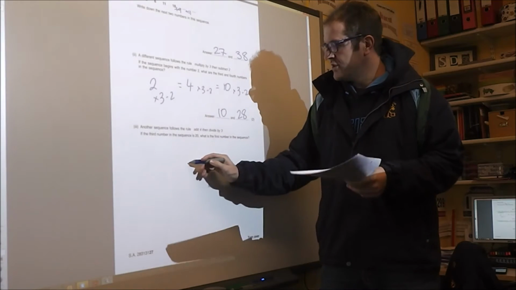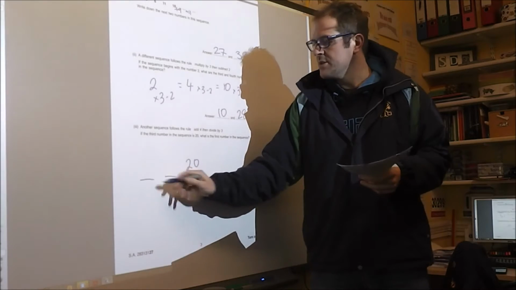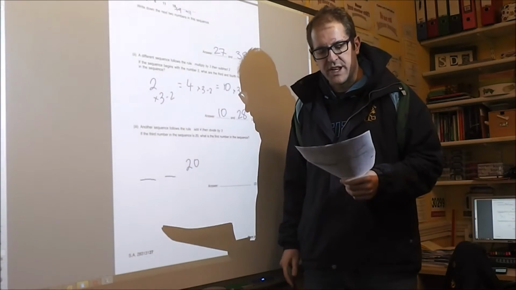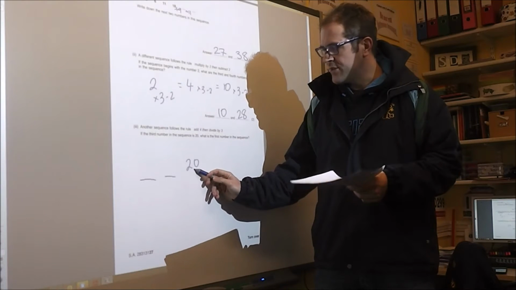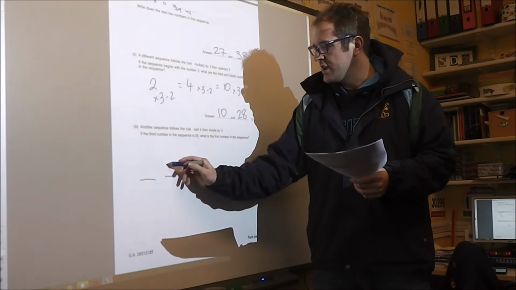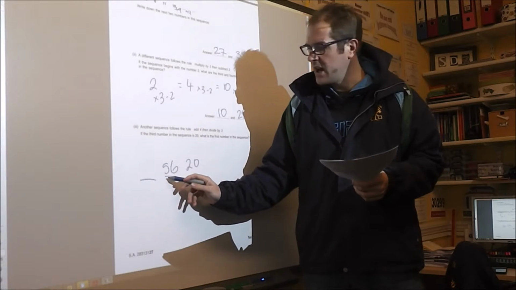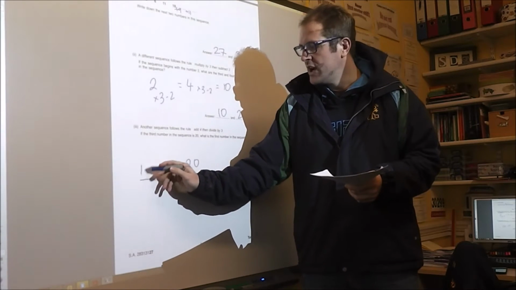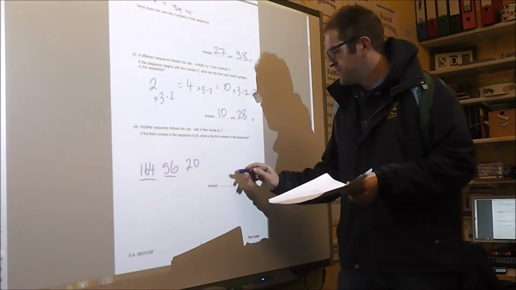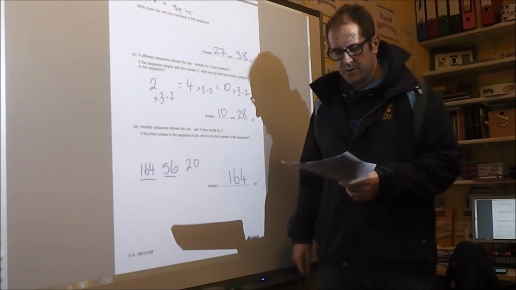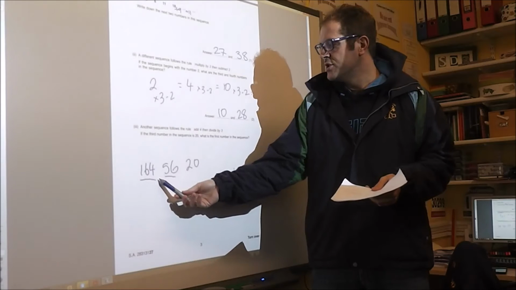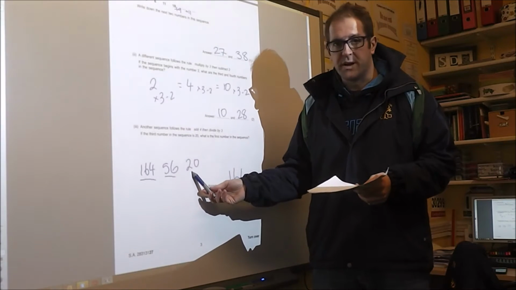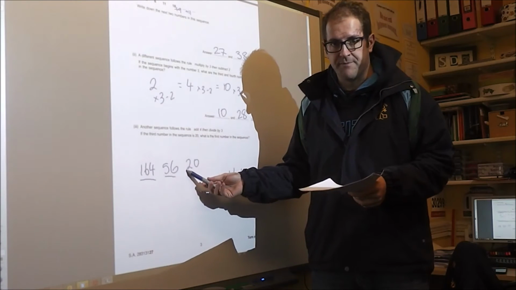For the final one, you're told that the 3rd number in the sequence is 20, so you need to work backwards to work out the other 2. So if you times by 3 and then take away 4, you get 56, and then times by 3, take away 4, and you get 164. So the sequence starts with 164, and you can always check that by doing add 4 divided by 3, add 4 divided by 3, and you should get 20.